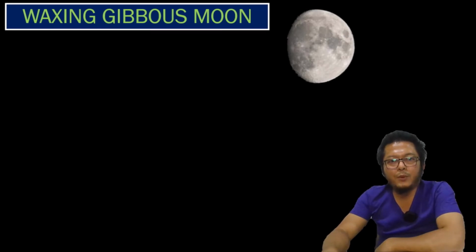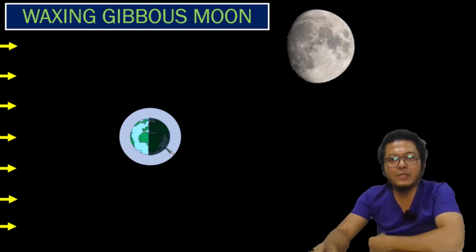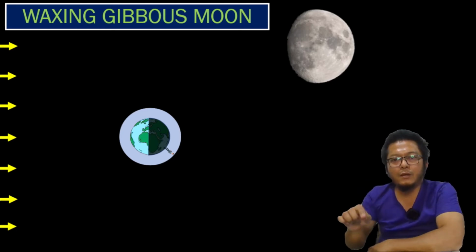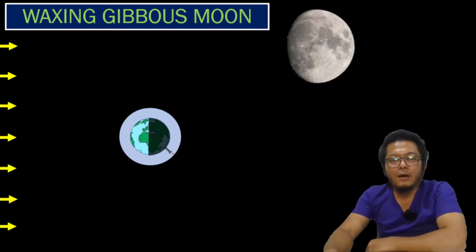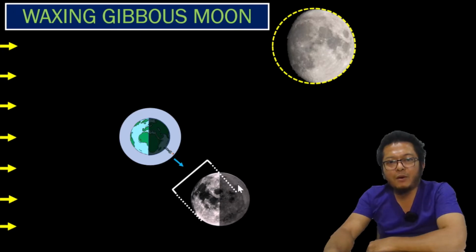waxing gibbous moon. What happened is, there are changes in the position of the moon, and there are changes in our position, because the Earth, like we have learned before, is always rotating, and the moon is always revolving around the Earth. So when we see the moon from here, we see most of the lighted part, except some of the dark part we cannot see, which is here.